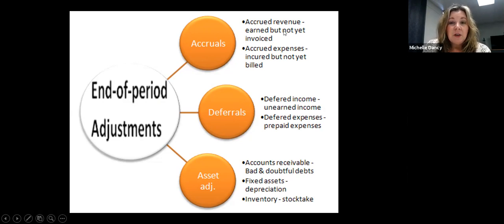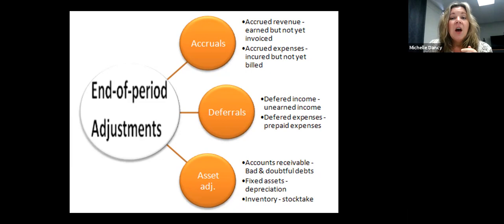Accrued revenue is revenue that we have earned but have not yet invoiced or billed our customers. So I have done the work. I'm supposed to prepare your taxes for the year. I have done that, but you have not paid me, or maybe I haven't even sent you a bill. So that revenue is accruing or building up.